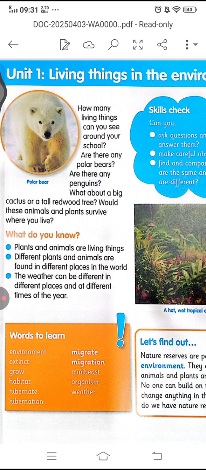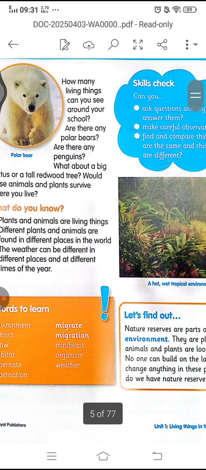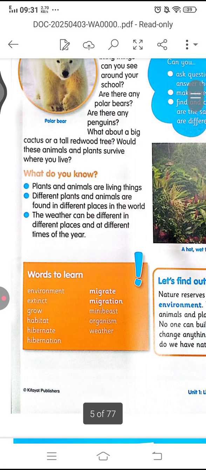What about a big cactus? Cactus is a tree that has thorns. Okay, and it is mostly found in the desert. Would these animals and plants survive where they live? Remember this thing. God has made the atmosphere suitable for the living thing. Wherever the things are found, that is a suitable environment for that living thing. That's why different animals or different living things are found.